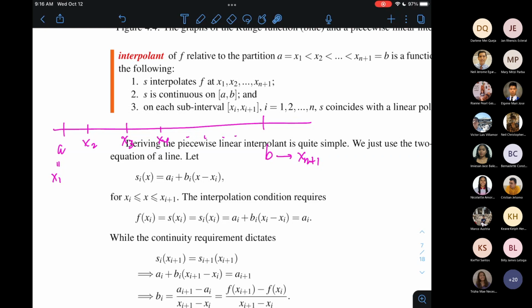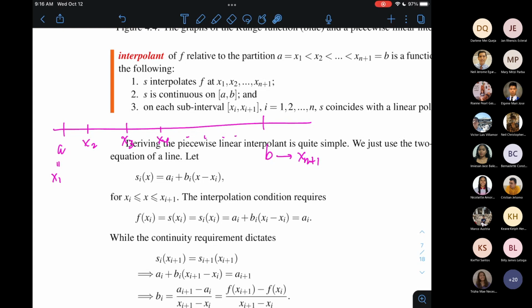Okay? Unang requirement, dapat si S ini-interpolate niya si F dun sa bawat isang n plus 1 points. So that makes sense kasi nga interpolatory function pa rin yung hinahanap natin. So dapat dadaan yung aking piecewise linear interpolant S doon sa lahat ng data points. Okay, so yun yung promise kasi ng interpolation. Pero lalagyan ko siya ng isa pang condition.